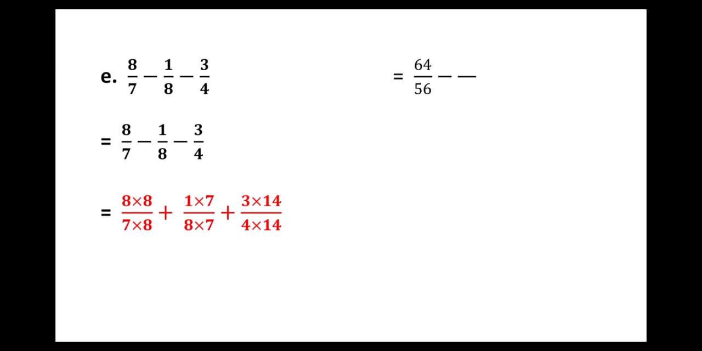So after the multiplication we get 64 upon 56 minus 7 upon 56 minus 42 upon 56. Now you can see that the denominators are the same, so we only subtract the numerators here. 64 minus 7 minus 42 gives 15. So 15 upon 56 is the answer to this question.